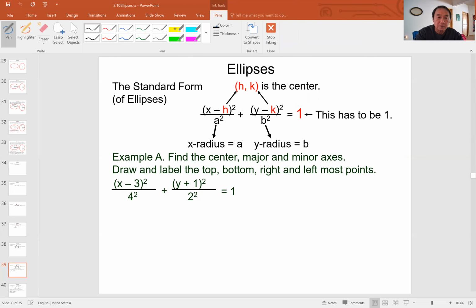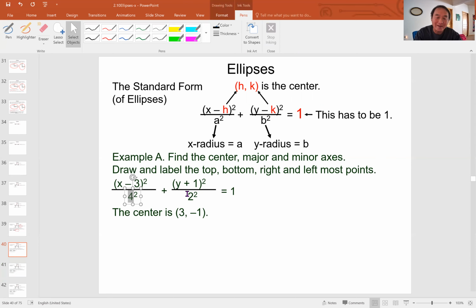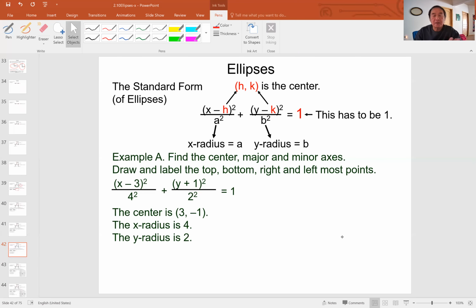Notice, first of all, in the standard form of the ellipse, we have to make the right-hand side equal to 1. We'll see how we do this in algebra shortly. But suppose it's 1, then everything's all set, and you can identify the center: 3, negative 1. The x radius is 4, the y radius is 2. So we can identify those, and these are the basic components we need to graph the ellipse. We're not going to go any further than that.